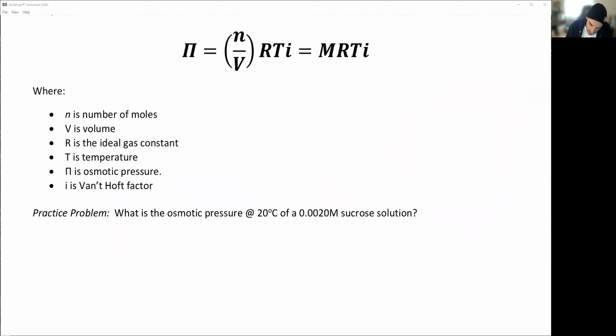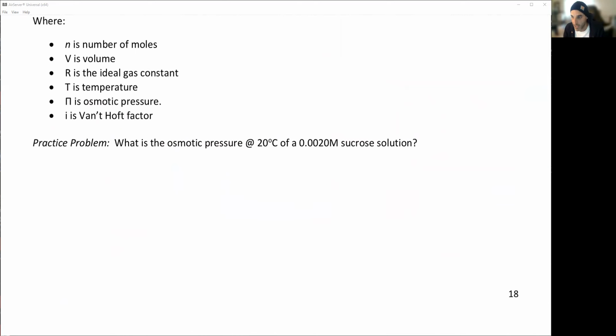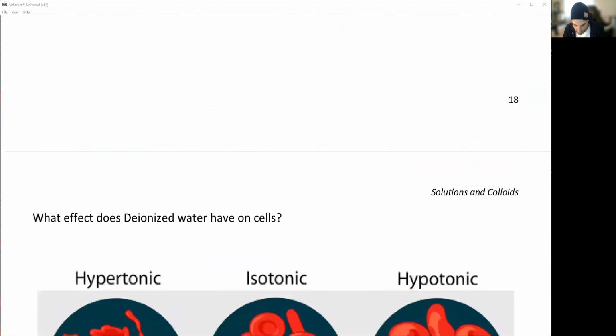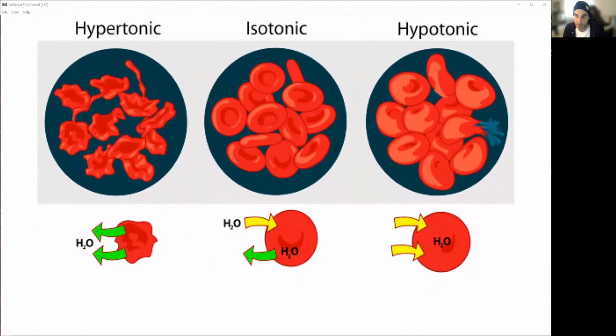This is the equation for osmotic pressure. Osmotic pressure is equal to molarity times R times T times i, and that's the idea. So what is the osmotic pressure at 20 degrees Celsius of a 0.002 molar sucrose solution? I'm going to leave it to you guys to solve this. I'm not going to go back and solve these.